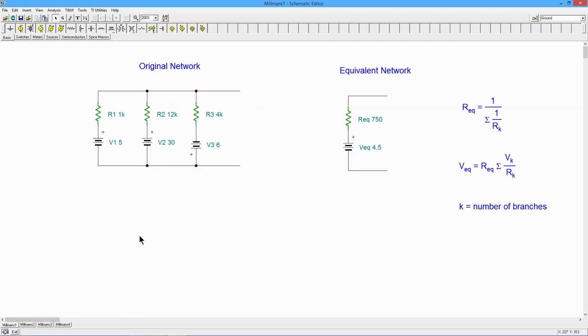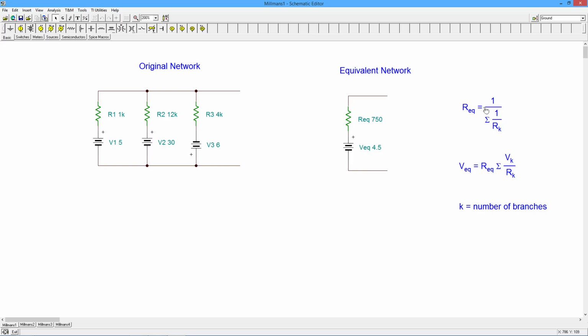What Millman's theorem says is that you can start with a network that consists of a parallel connection of realistic voltage sources, meaning a voltage source with a series internal resistance. You can have any number of these. I'm just drawing 3 of them, but you could have 5, 18, whatever. And you can turn that into a single voltage source with internal resistance. And there's a couple formulas we can use, and I'll just explain how these work.